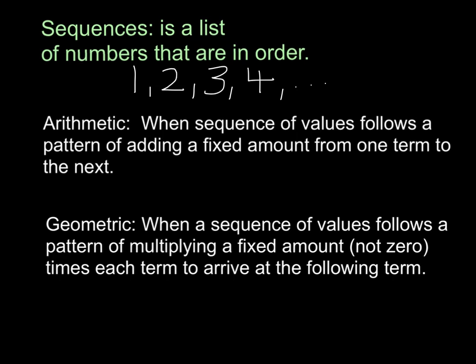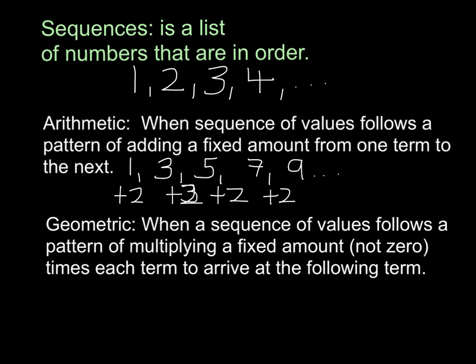There are two different types of sequences. Arithmetic, when a sequence of values follows a pattern of adding a fixed amount from one term to the next. This is an arithmetic sequence: 1, 3, 5, 7, 9, and so on, because you are adding plus 2. 1 plus 2 is 3, 3 plus 2 is 5, 5 plus 2 is 7, and 7 plus 2 is 9, and so on.